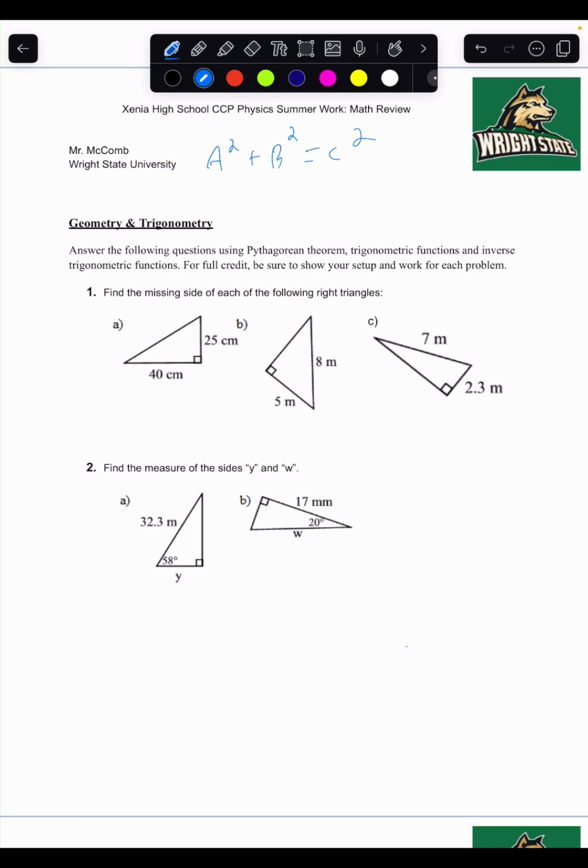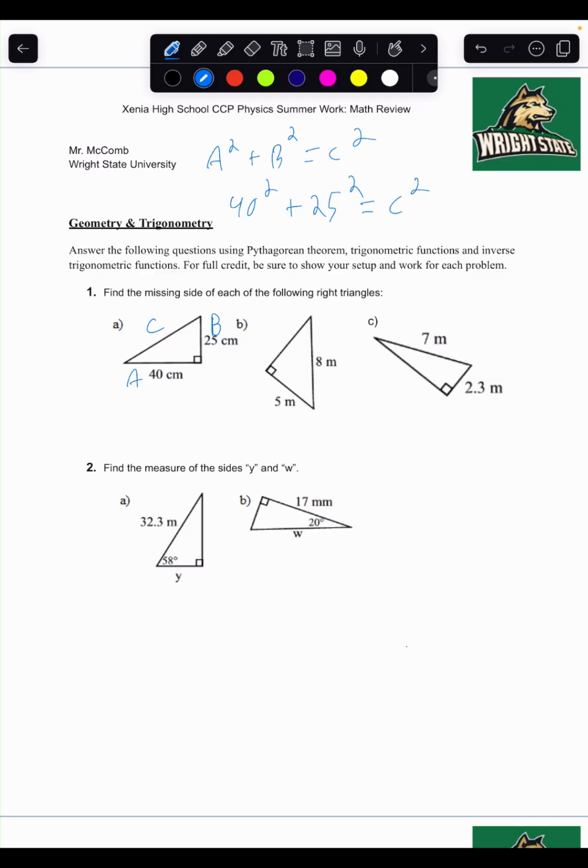So let's take a look at our first question. We have a right triangle here. We want to know the missing side. So we're looking for the hypotenuse. That's c. These two sides are a and b. So really quick, a is going to be 40. I shouldn't put that there. I should put it here. a is going to be 40 squared plus b is going to be 25 centimeters squared equals c squared.